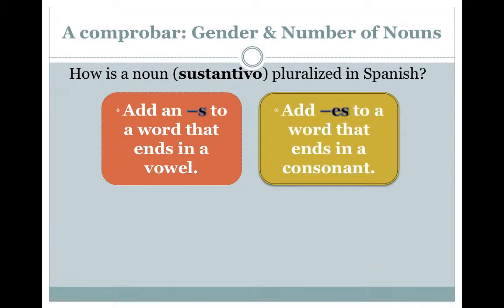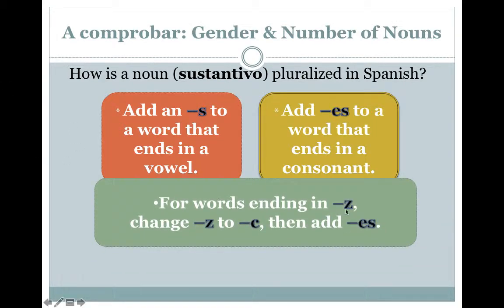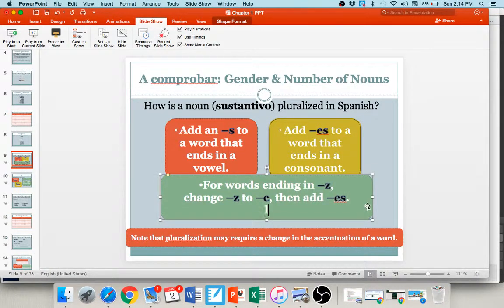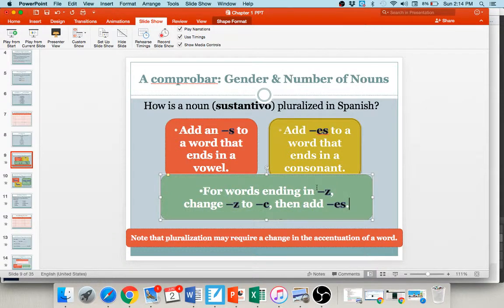But you have a word that does not end in a vowel, like a clock, a reloj, R-E-L-O-J. A J is not a vowel. Reloj, you're going to need to add an ES, so you get relojes, R-E-L-O-J-E-S. Okay? Or maybe you have a crazy word, like one that ends in a Z. When I was talking about pencil earlier, we had a lápiz, which ended in a Z. To make it plural, to have pencils, you can't have lápizes. In this case, your Z changes to a C. You get lápices.